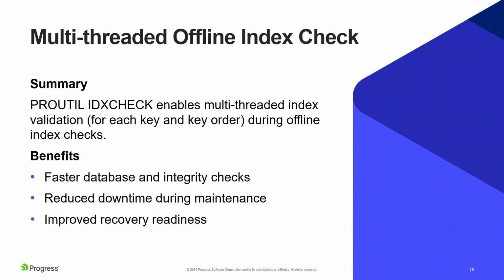Index check is an important tool for assessing the health of databases, identifying problems, and determining the appropriate recovery strategy during database downtime. With this release, DBAs can now run index check in offline mode using multiple threads to validate the record for each key and the key order. The benefits that this provides for DBAs is that they can run faster database diagnostics and integrity checks. It reduces your downtime during maintenance operations, and it improves your readiness for database recovery operations.